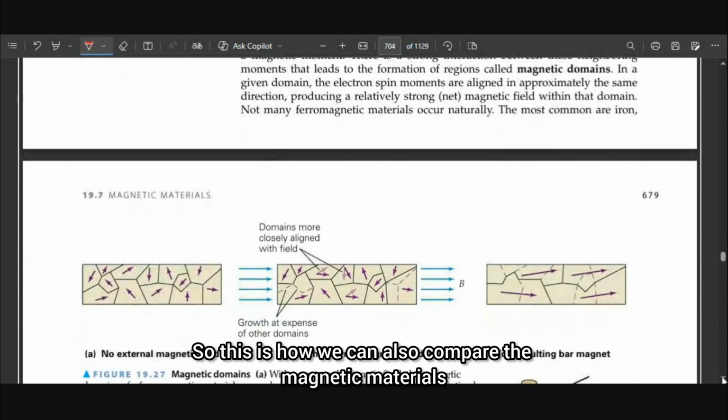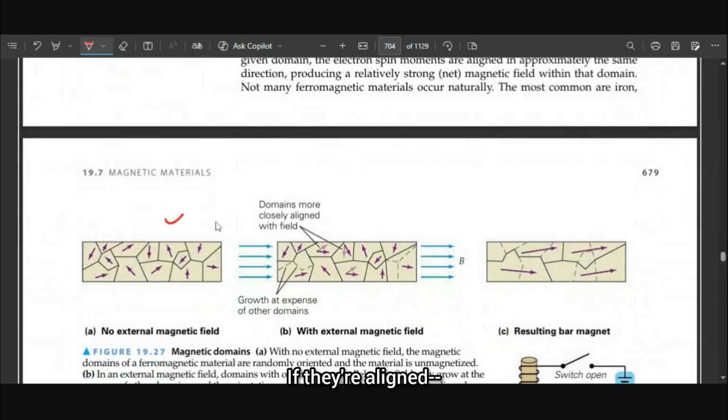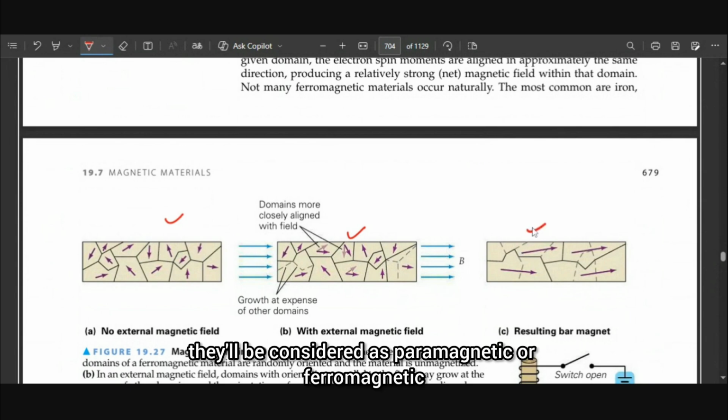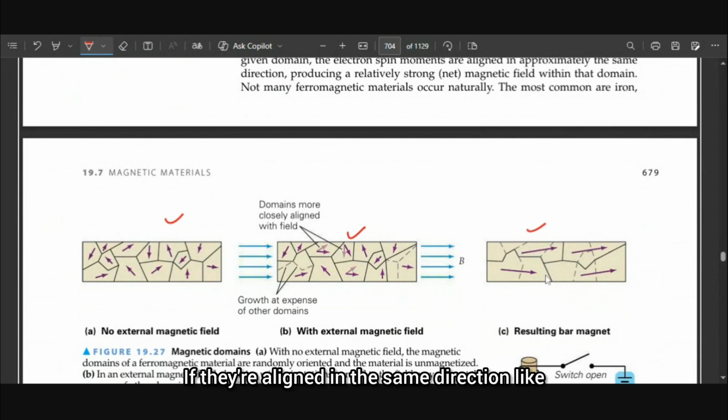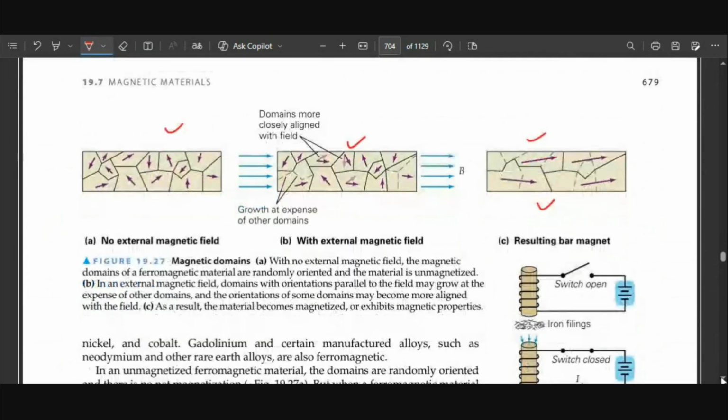So this is how we can also compare the magnetic materials. If the domains are aligned in one direction, they will be considered as paramagnetic or ferromagnetic. If they are aligned in the same direction, like in the C part, or in the bar magnet case, that is something called diamagnetic material. Although every material can be made diamagnetic at some point of time by putting it into an external field. So an external magnetic field can do that, aligning the magnetic moment in one direction.